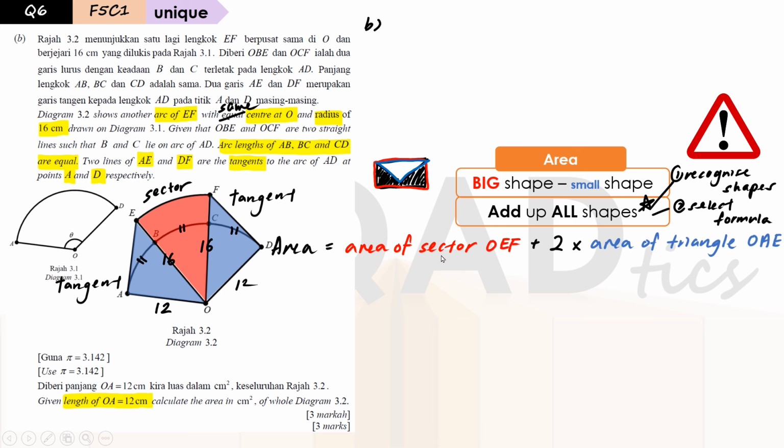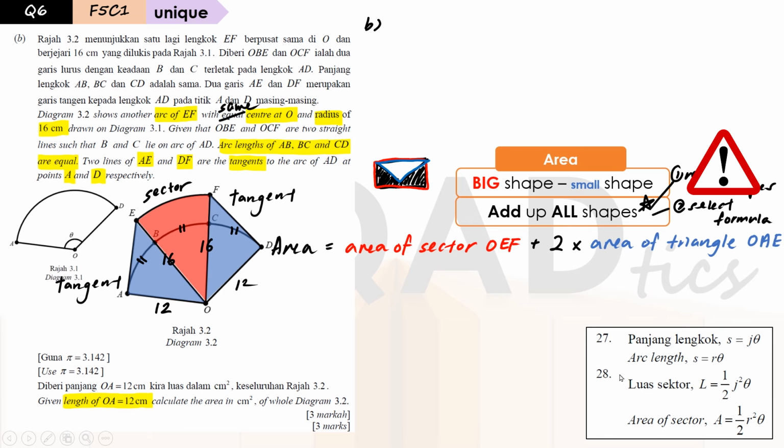Okay, so we have recognized all the shapes already. Then we can go to the second part, which is to select the correct formula to find out the area of the sector and the area of the triangle. To find out the area of the sector, we can go back to part A, which is the formula that we have proven, formula 28, area of a sector. So let us use this formula, 1 over 2 r squared theta. So 1 over 2, and the r here will be the radius of the sector, which is given, which is 16, and don't forget the square here.